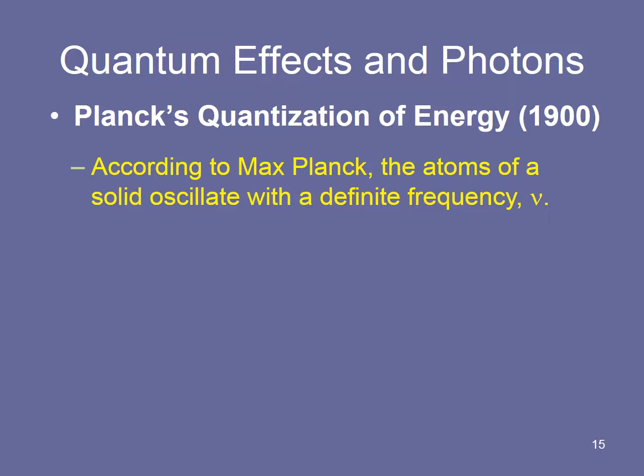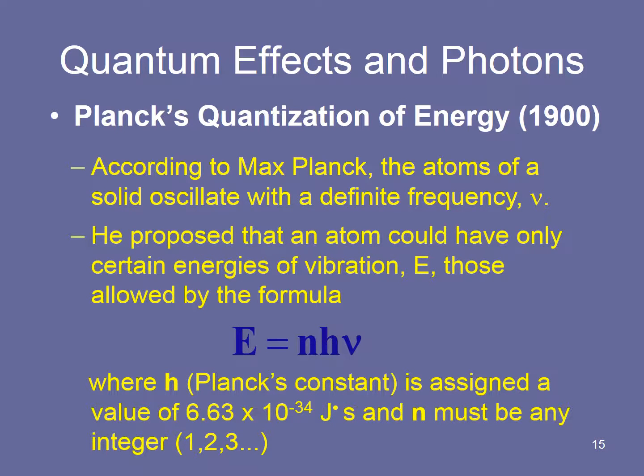Okay, so Max Planck looked at these atoms, and he said, well, they all oscillate with a definite frequency. And so it's kind of still with the wave part of light. So he proposed that an atom could have only certain energies of vibrations. For example, E equals nh nu, where n is just an integer, 1, 2, 3. So you could only have different energy levels. h is just a constant. It's called Planck's constant. You can see it there. And of course, nu is frequency.